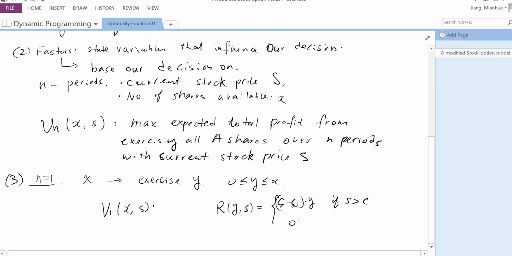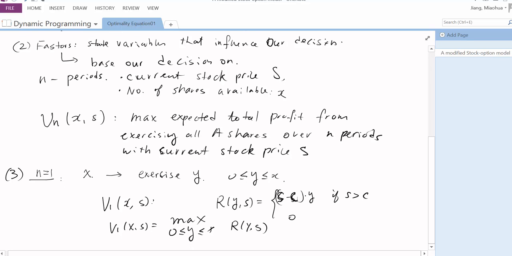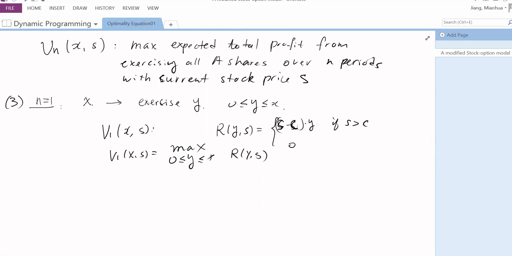And otherwise we get 0. And that's the one we have, the profit. So this is if S is greater than C for each share, and that's what we have. And that's when we exercise Y shares. And then V1 of X, S is going to be the maximum, where Y is less than or equal to X and greater than or equal to 0. And we put this R(Y, S) over here. So that's when we have only one period.